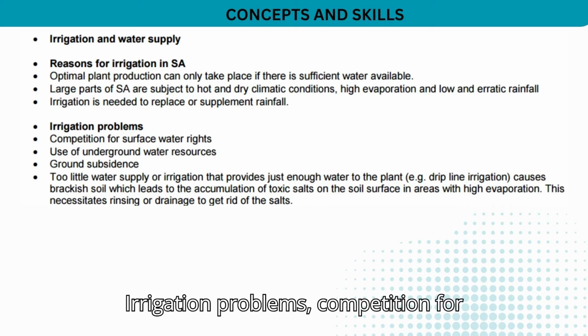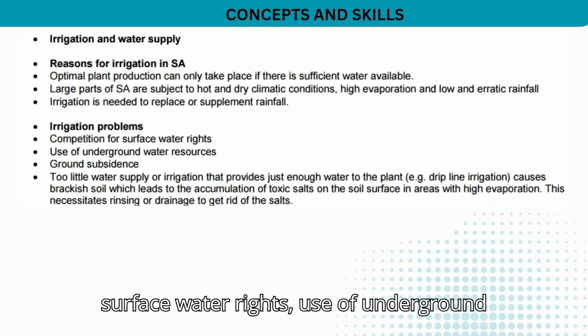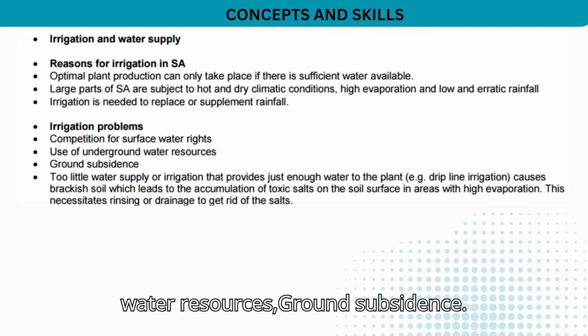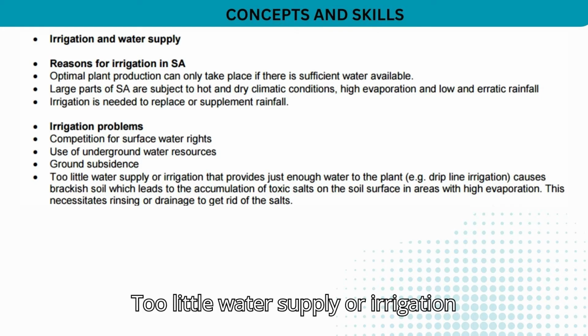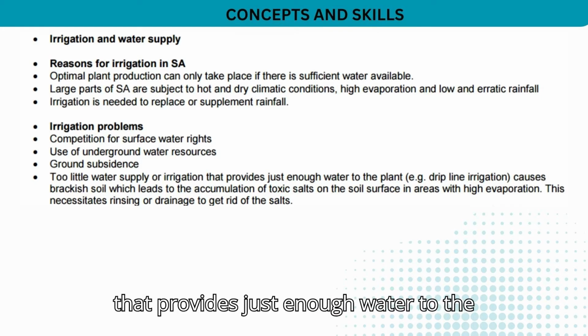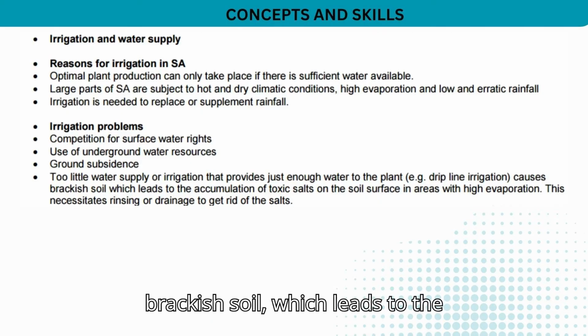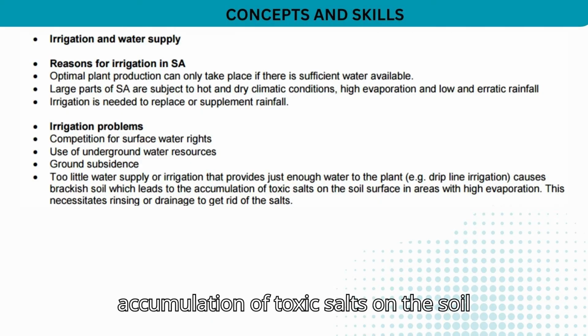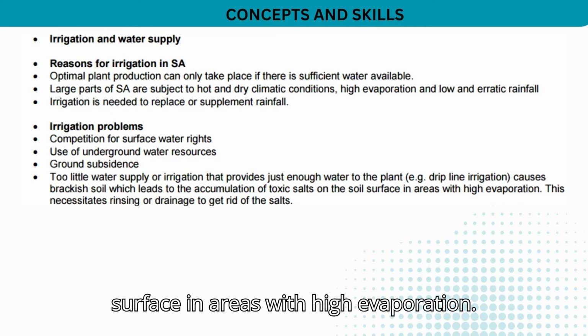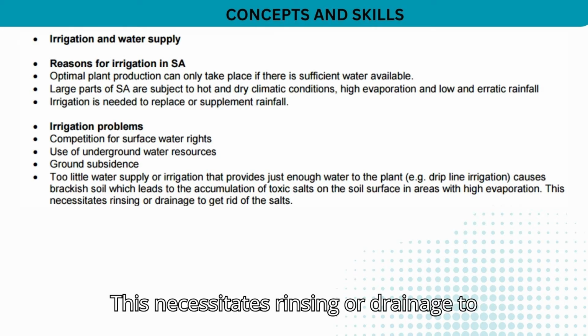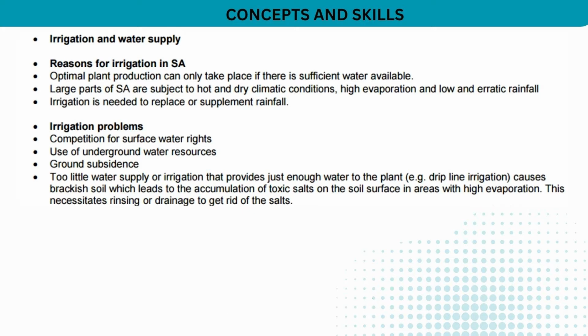Irrigation problems. Competition for surface water rights. Use of underground water resources. Ground subsidence. Too little water supply or irrigation that provides just enough water to the plant, e.g. drip line irrigation, causes brackish soil which leads to the accumulation of toxic salts on the soil surface in areas with high evaporation. This necessitates rinsing or drainage to get rid of the salts.